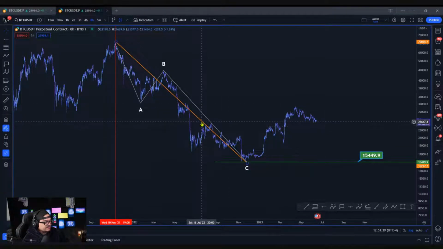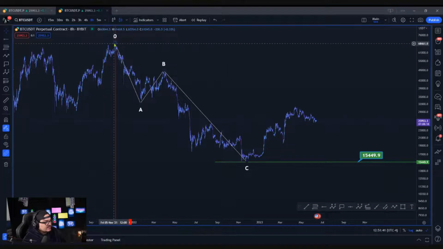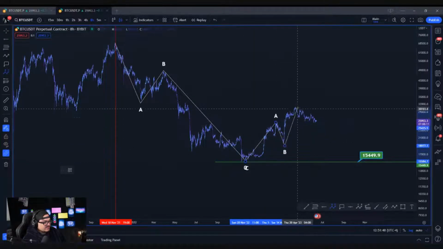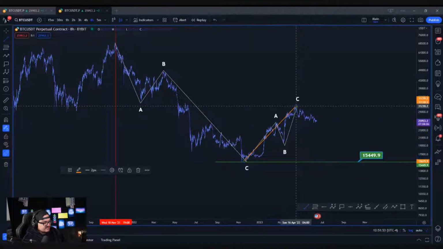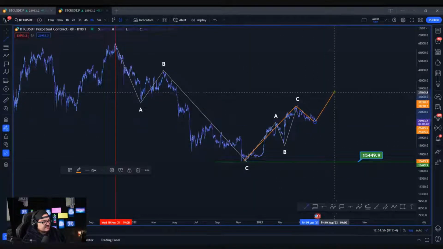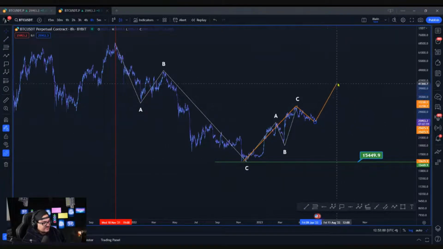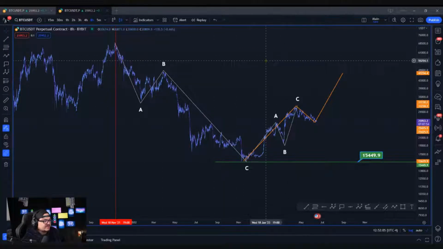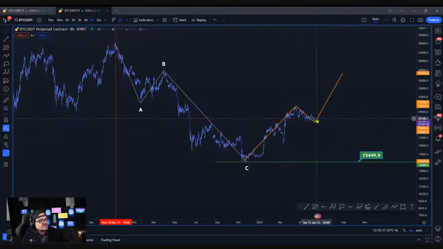The other case scenario is more of an in-between. What I mean by that is maybe this ABC is done. We have an ABC on this uptrend, and this is actually part of a larger A. We're working on some sort of B, and then we're going to get a continuation higher for a C. That can only give us a higher high, or we can go ahead and actually aim for about 48K, which I'll explain why I came up with that number shortly. But that is more of the middle of the road option, or slightly more bullish.